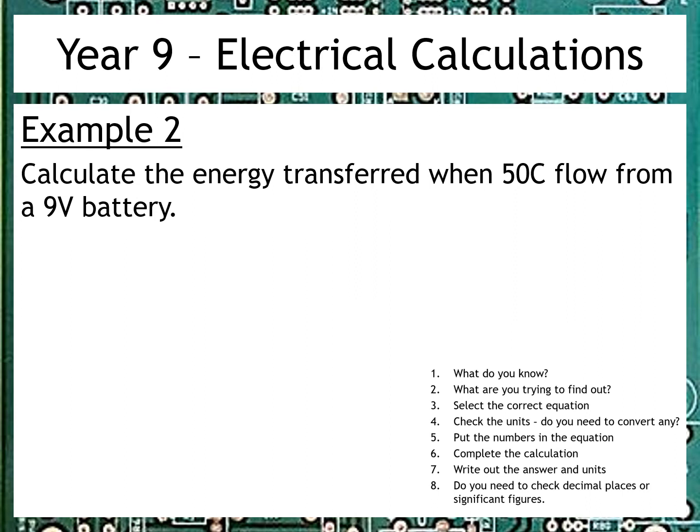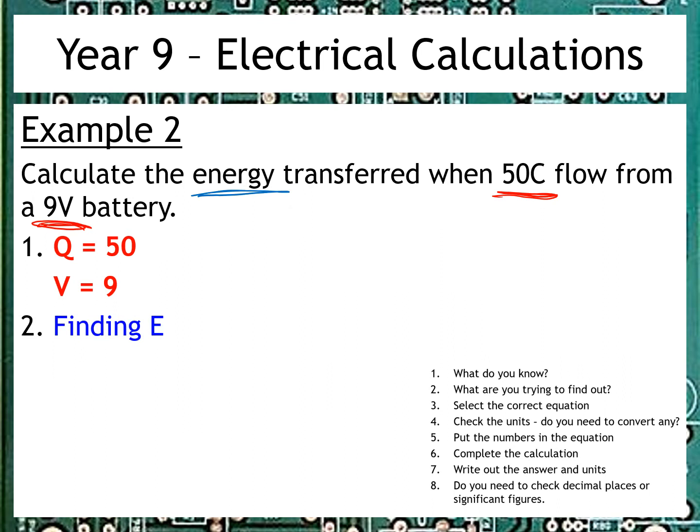In the second example, we're calculating the energy transferred when 50 coulombs flows from a 9 volt battery. So what do we know? Well, we know we've got 50 coulombs of charge and we know we've got a 9 volt battery, so that we know that Q is equal to 50 and we know that V equals 9. What are we trying to find out? Well, we've been asked to calculate the energy, so we're looking for E.